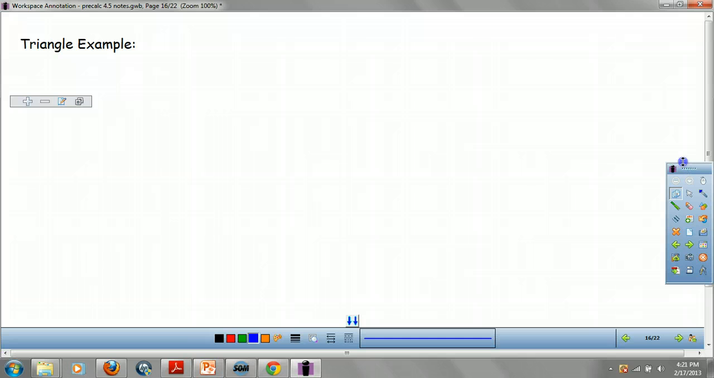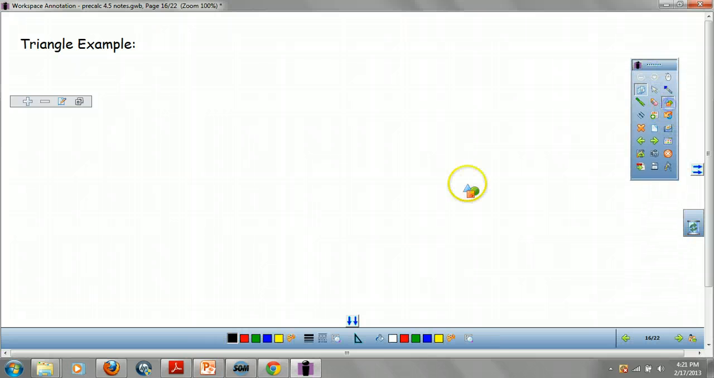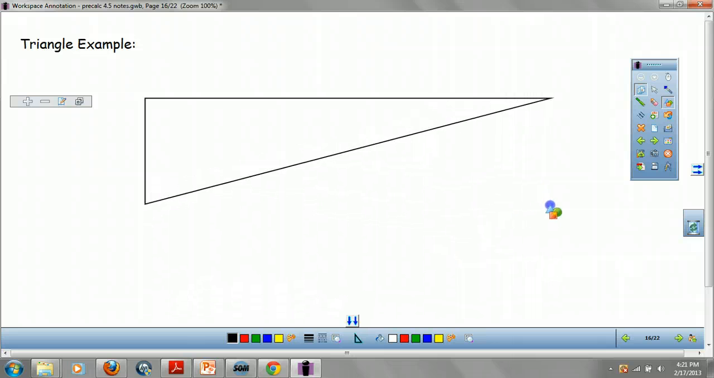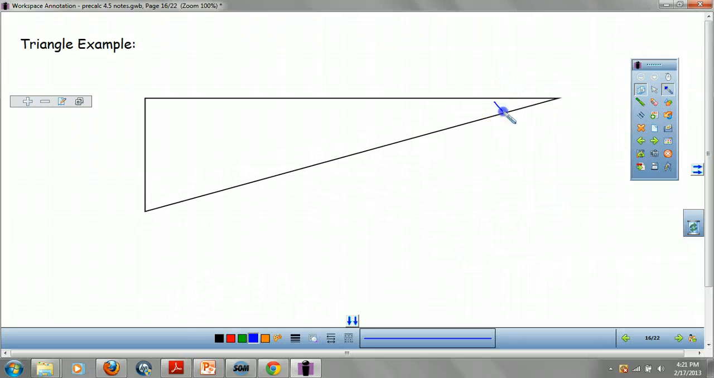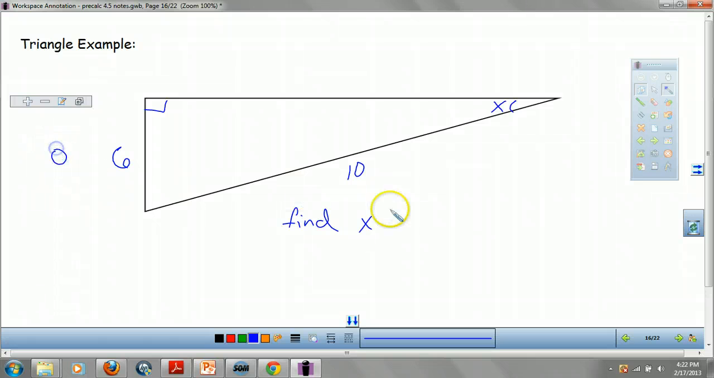Let's do a triangle. Here's a triangle. Here's an X. Let's say this is 6 and this is 10, and you need to find X. Well, X is an angle, but what we have is two sides. In relation to X, we have an opposite and a hypotenuse. Now, which one of the trig functions has an opposite and a hypotenuse?